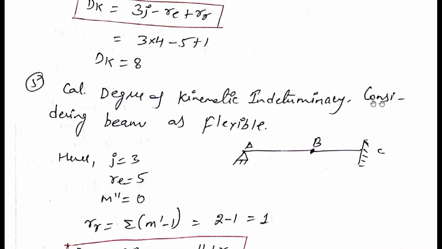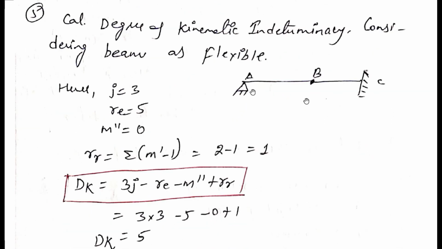Calculate the degree of kinematic indeterminacy considering the beam as flexible. This is a hinge support A, this is an internal hinge B, and this is a fixed support C. We know the re value will be 2 here and 3 here, so 3 plus 2 is 5. We do not have axially rigid members in the question; our beam is considered flexible. The m double dash value means the number of axially rigid members. AB and BC are flexible here, so m double dash is 0.